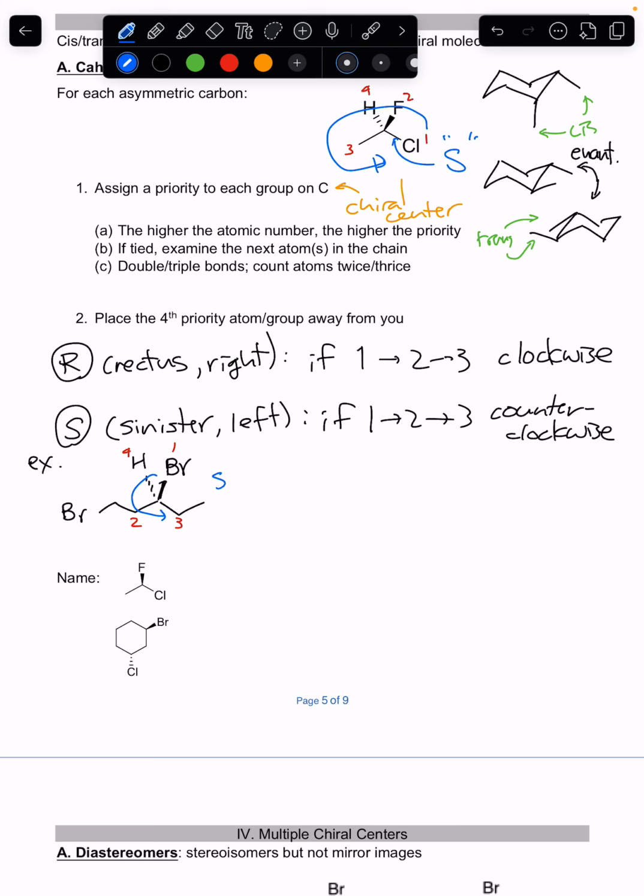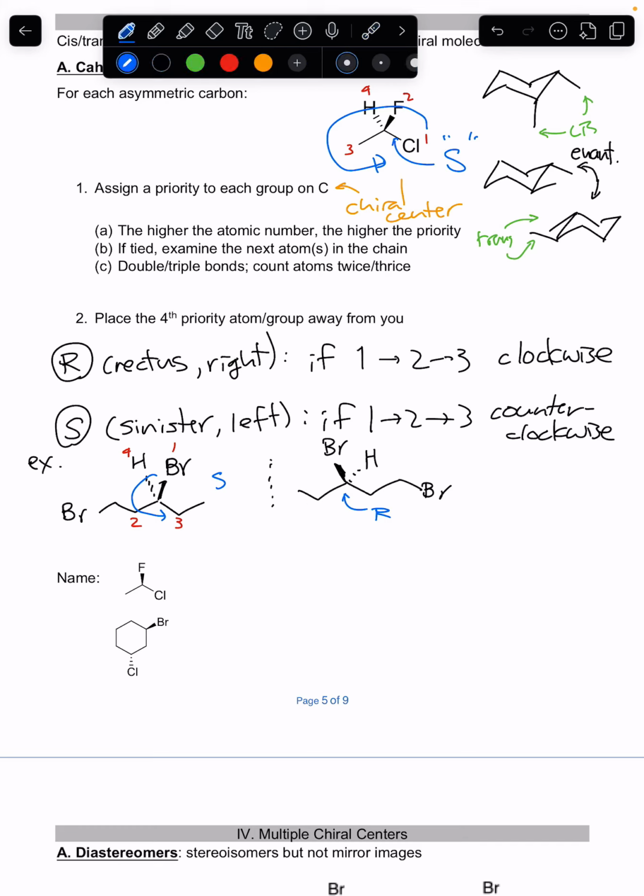Now, I hope this makes sense to you, but if you draw the mirror image of this, the assignment for the enantiomer should be the other way around, and this should be R. Okay, and indeed, you should be able to verify that with the priority list.